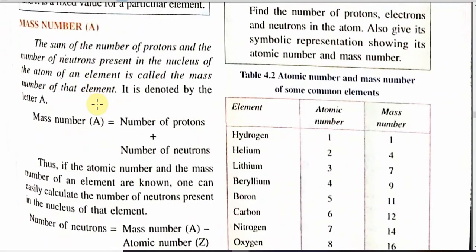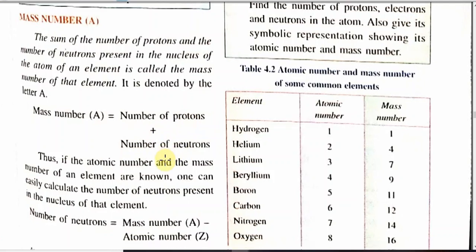Next point in our discussion is mass number. What is mass number? Sum of the number of protons plus the number of neutrons. Students, please follow the mouse cursor. Mass number is equal to the number of protons plus the number of neutrons. So, if you add up the number of protons and the neutrons, you will get the mass number.